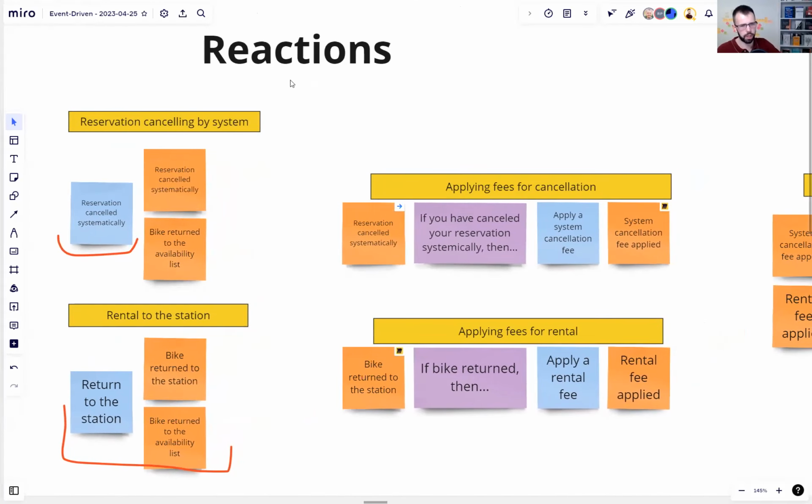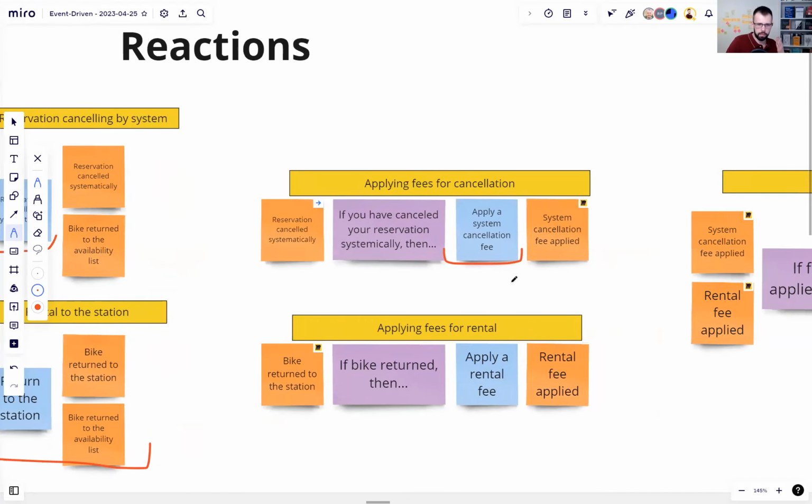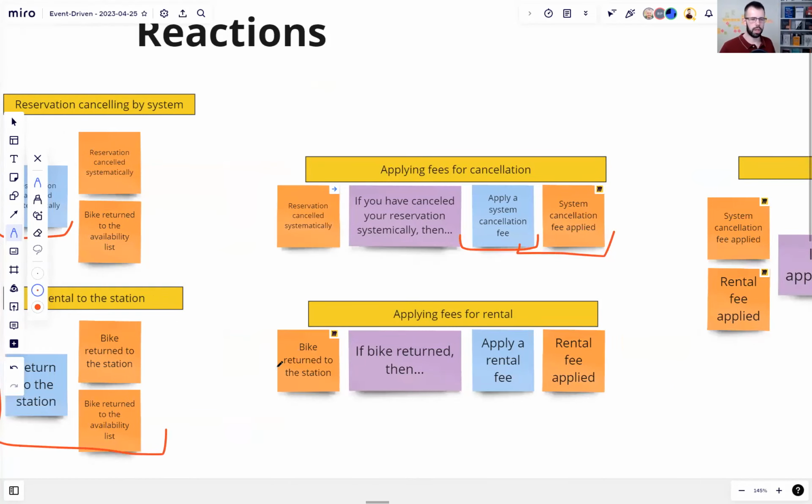And then we can think about the reactions. So when the reservation was canceled systematically, we have a reaction: if we have canceled a reservation systematically, then apply a system of cancellation fee, and this fee was applied. The similar situation we have here when the bike returned to the station. If the bike returned to the station, we apply a rental fee, and the rental fee is applied.